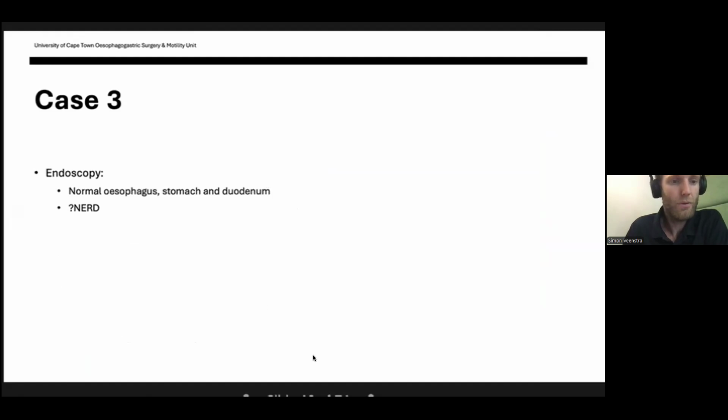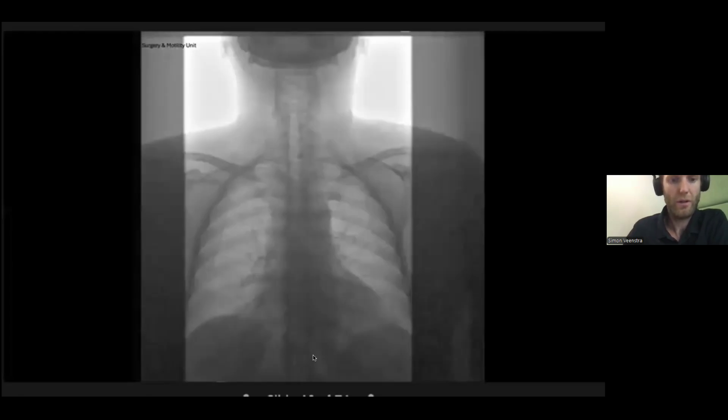Her endoscopy was reported as normal, and the question then was whether she had non-erosive reflux disease, and she was sent for manometry to rule that out. So this was her swallow.